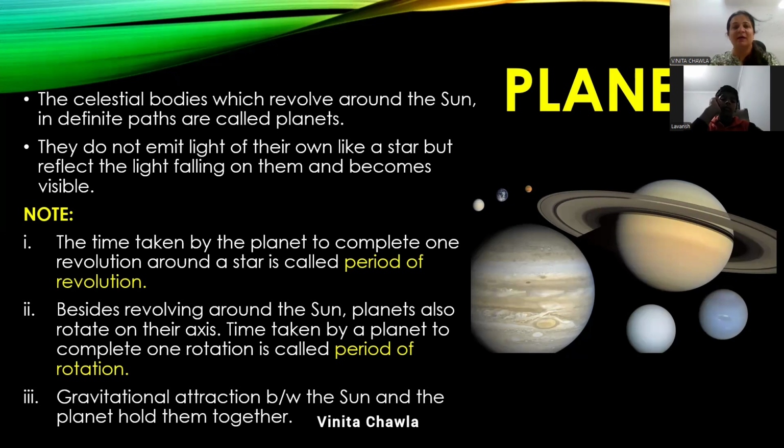One more point: gravitational attraction between the sun and the planets holds them together. All the planets revolve around the sun because there is a force which binds them together, and that force is called gravitational force. It exists between the Earth and the sun, between different planets and the sun, between satellites and planets. It is everywhere, and it holds everything together.